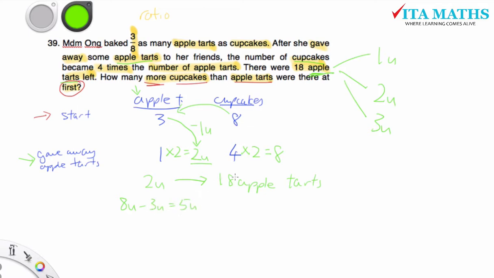So you have to find out 5 units is how many cupcakes. So 2 units is 18, 1 unit is 9, right? Because you take 18 divided by 2, that is 9. So after that you can find 5 units is 45 cupcakes.